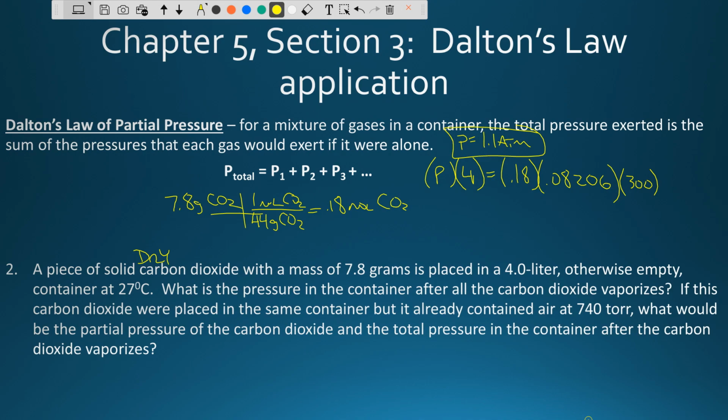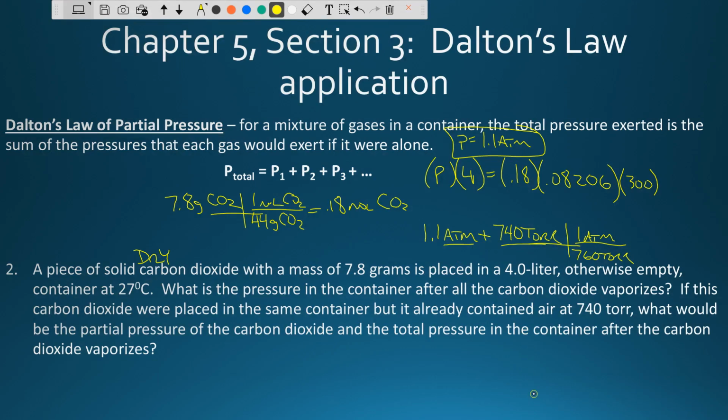But the second part of this problem says if we're going to put it in but already had air at 740 torr. So what's going to happen is I have 1.1 atmospheres, but there's also the 740. You see the problem, guys. You have two units that don't agree. So simply convert your torr over into your atmospheres.